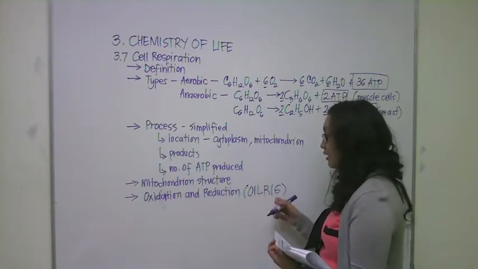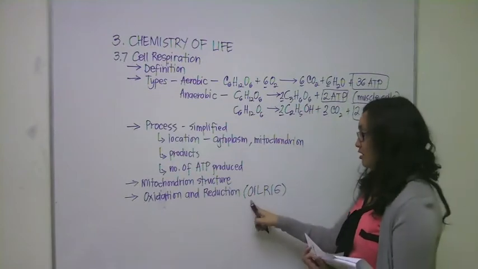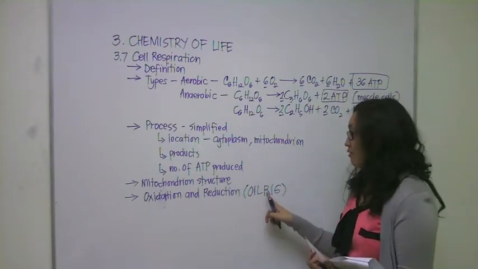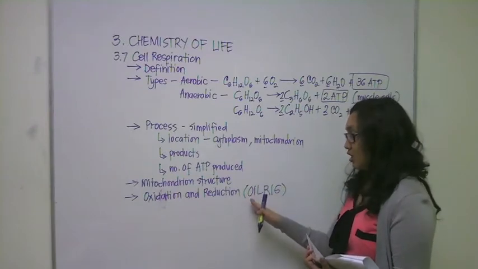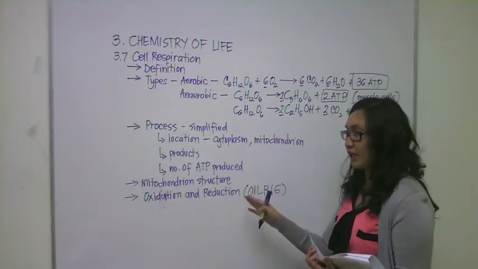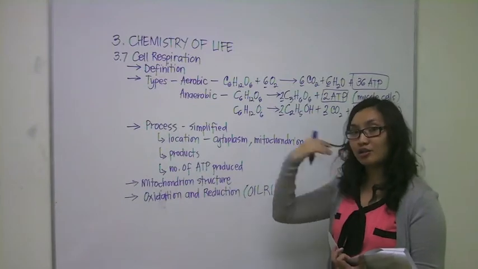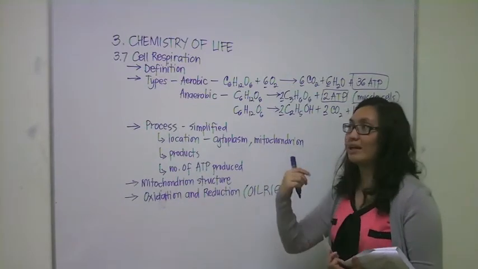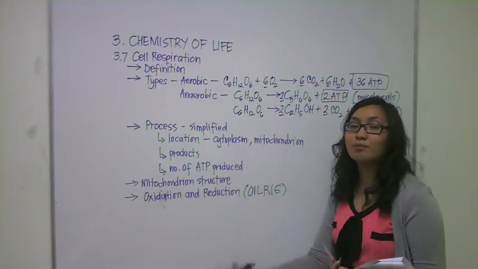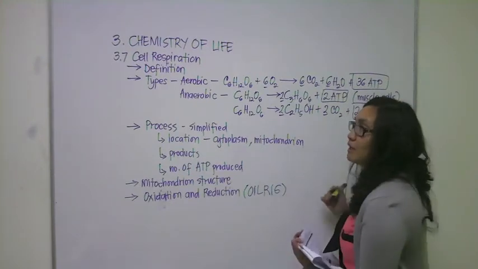acronym. So, OIL RIG. OIL RIG refers to: oxidation is losing electrons, reduction is gaining electrons. Meaning, whenever oxidation is occurring, it gives off electrons from the hydrogen, whereas reduction is when it gains the electrons from the hydrogen. So that will be all for cell respiration.